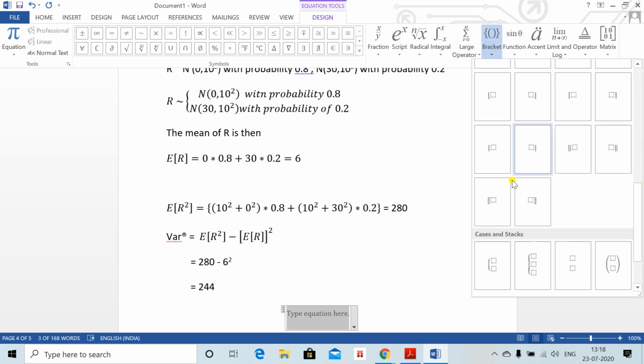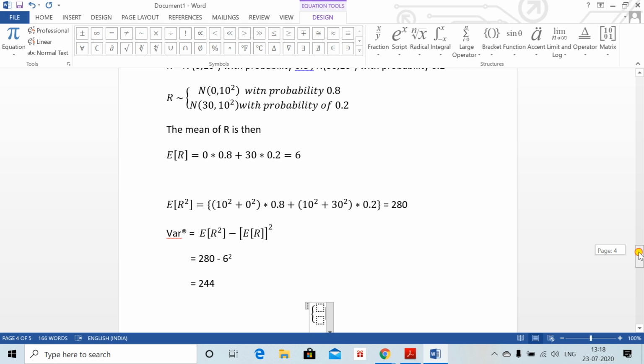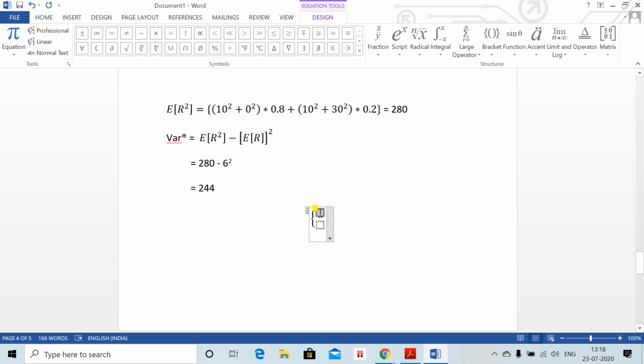Insert equation. If you go down to this bracket, under cases and stacks, these two lines already come ready-made, Mukul. This is by default there. You can just write it. Use the down arrow key to come to the next one.